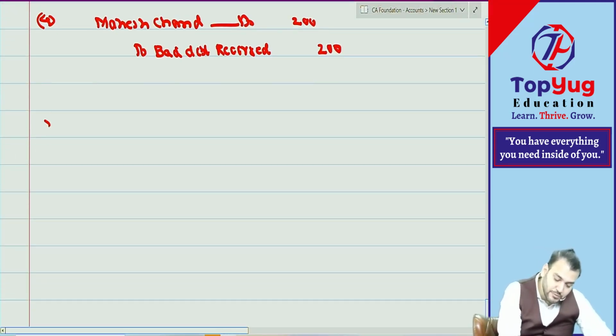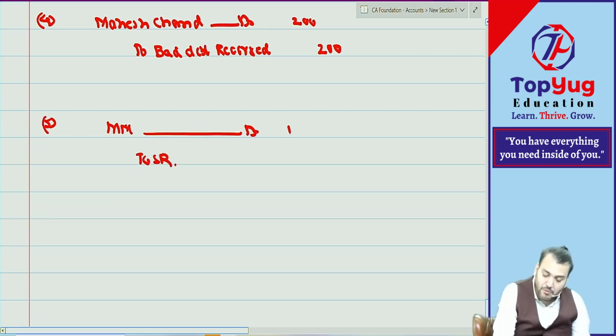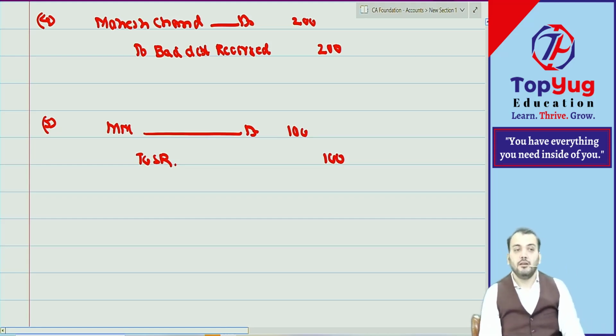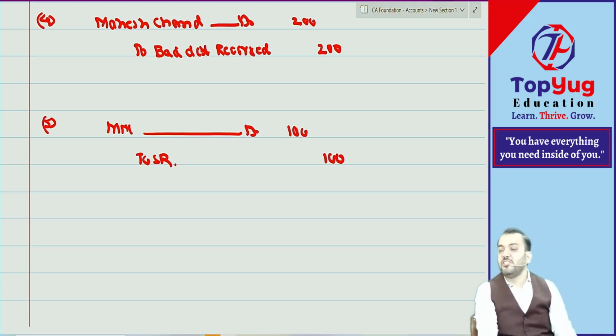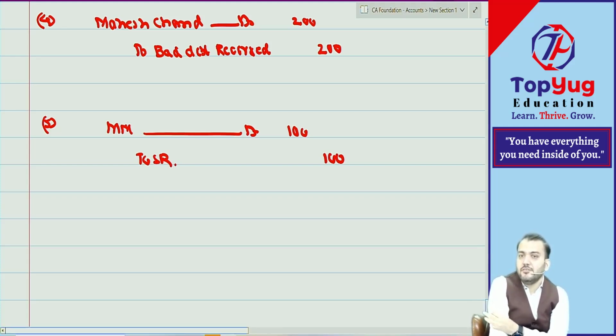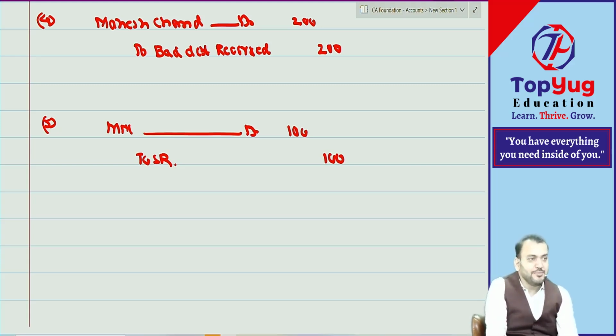What is the correct journal entry? Manmohan account debit to sales return account. Correct. Now what is the amount? 100. Have you understood this point? Simple. How many mistakes have you made? One mistake, two mistakes, three mistakes? Two mistakes only. Out of five, two mistakes you have made. Correct. But have you understood your mistake?